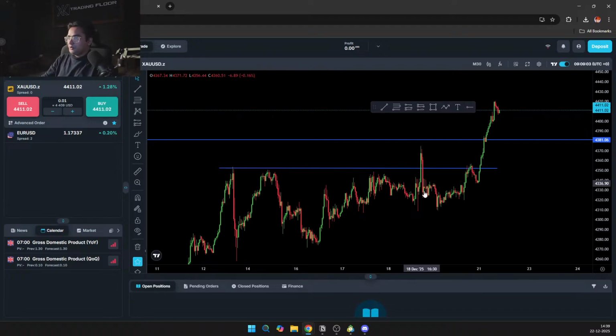And what it did, it manipulated, went all the way down, tapped into this zone again, rejected, and then slowly started moving up, retested, and a new weekly candle, new daily candle, and soon we will have a new monthly candle in some days. Okay.